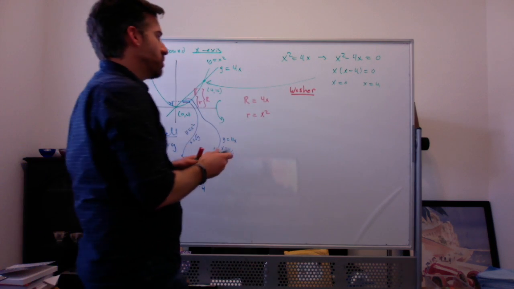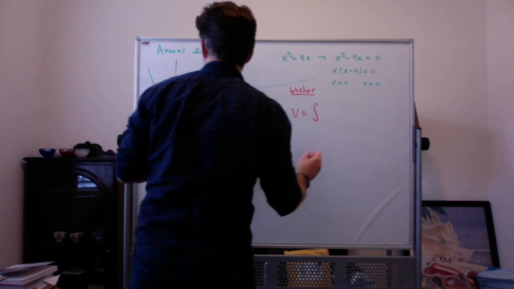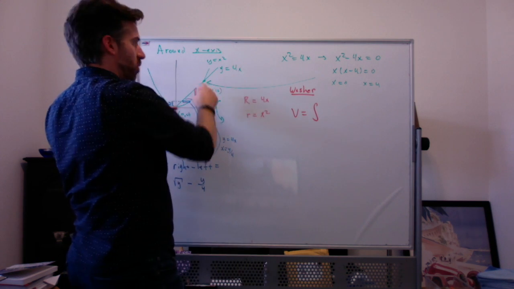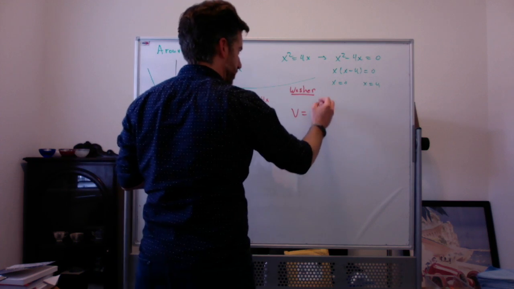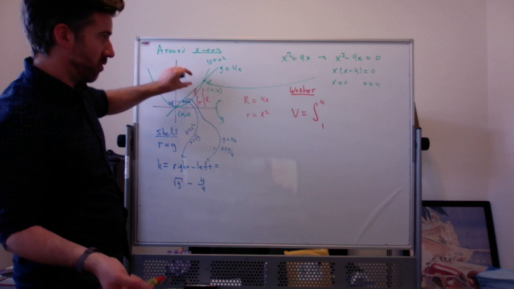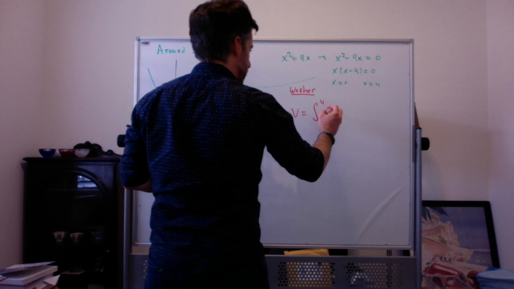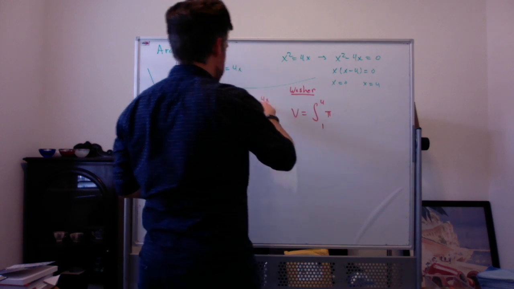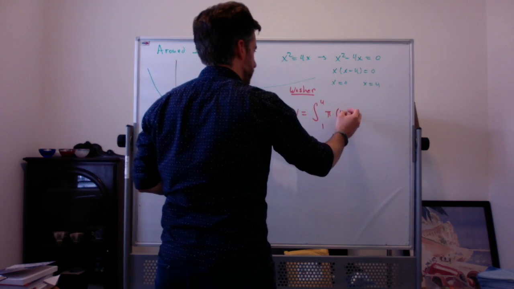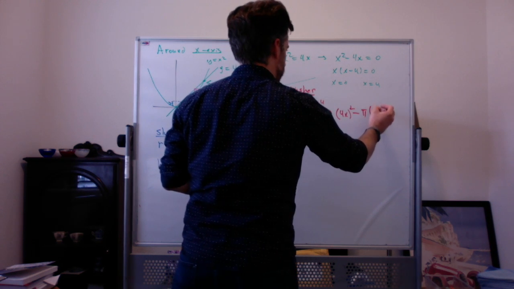So setting up the washer method, the volume is going to be the integral from x equals 1 to x equals 4, right? And we know it's x because we have a vertical strip, and if there's a vertical strip, it's a dx. So it's going to be pi times the big radius squared minus pi times the little radius squared.